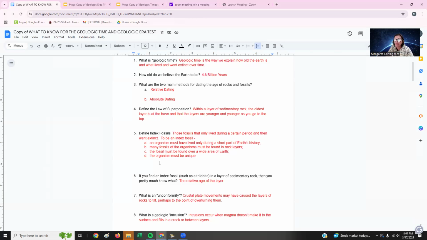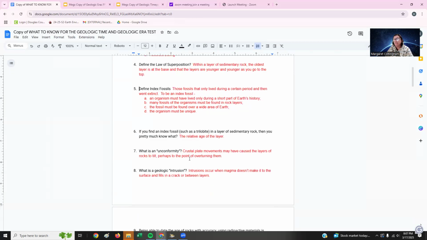Let's see, they have to be found in rock layers and they must be unique. So you need to know these four. If you get a chance, make sure you stop the video right now if you'd like, and write down those four, but you need to know these four things are what cause something to be an index fossil. If you find an index fossil, such as a trilobite, what does it tell you? Basically, it tells you the relative age of that layer. It just gives you some information.